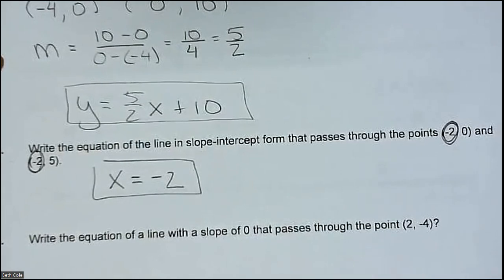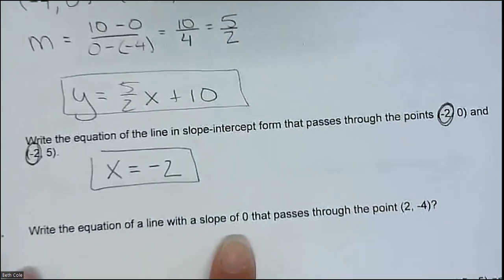What if both the y values are the same? It'll be y equals whatever that number is. Okay? Write an equation, slope of 0.